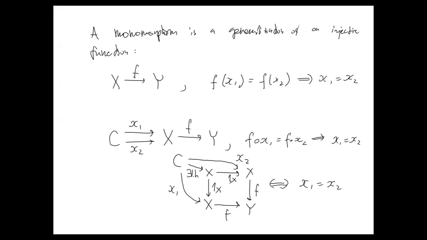So we basically proved the last statement from the previous slide, that f is a monomorphism if and only if this thing is a pullback.